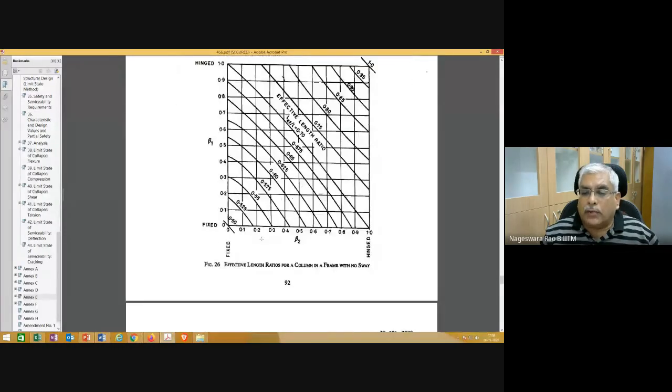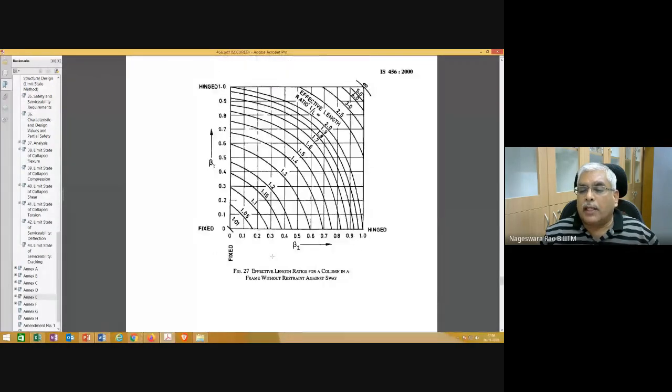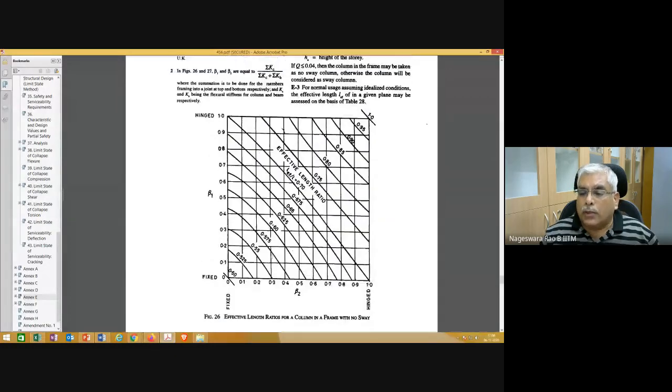So figure 26 and 27, they are giving the effective lengths for two types of columns. A column in which sway is allowed, and when the sway is prevented. Okay, so effective length ratios for a column in a frame with no sway, in the sense of lateral movement, there is a possibility. Okay, so when there is no sway, what is the effective length factor? This is the effective length ratio.